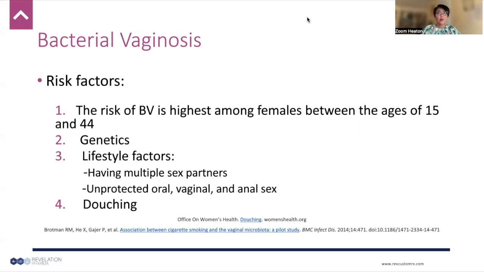Lifestyle factors: having multiple sex partners, unprotected oral, vaginal, and anal sex. Of course, sexual intercourse can disrupt the vaginal flora by introducing new microbes into the vagina. And this may not only alter the vaginal pH, but it can strip away many of the healthy bacteria that support and clean the vagina. Microbes can be introduced each time there is intercourse. Douching can strip the vagina of its protective flora.